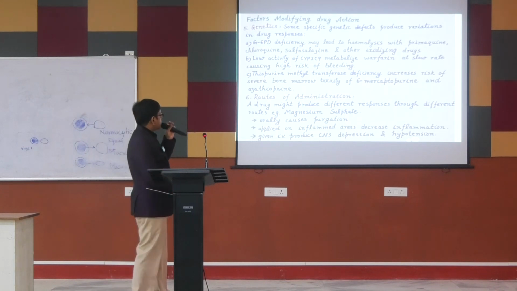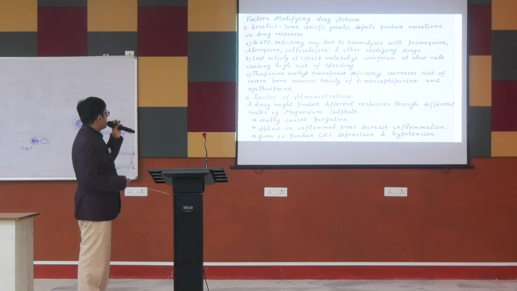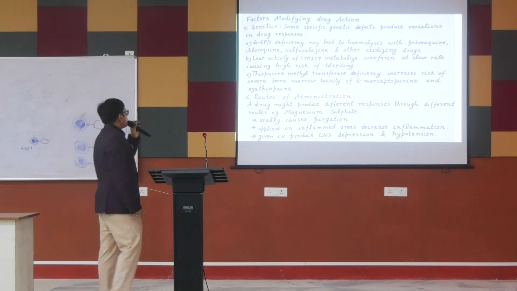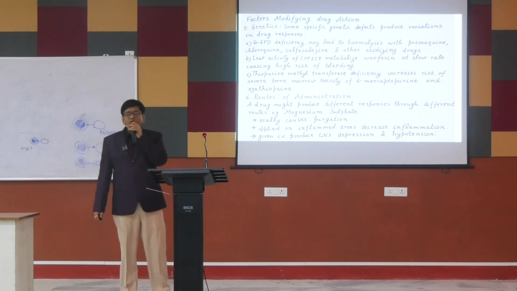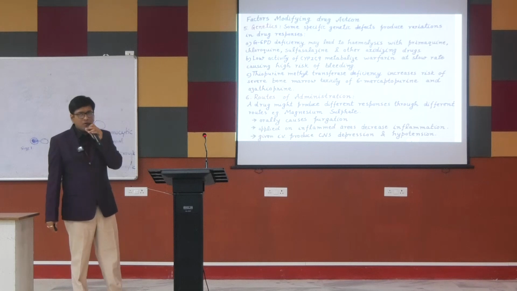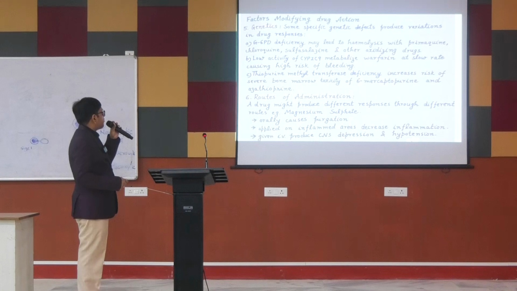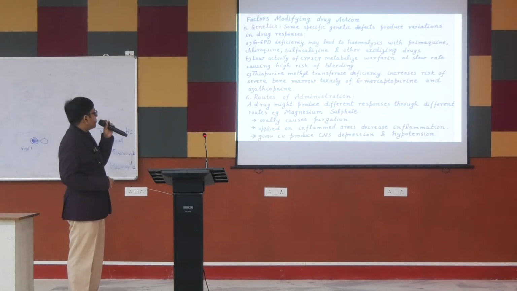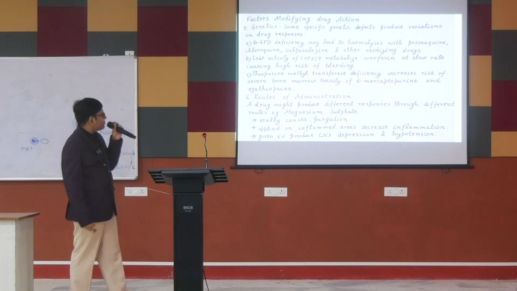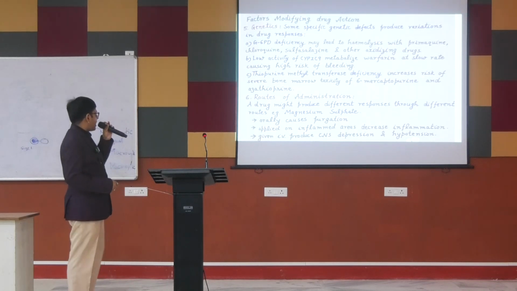Now, genetics. There are certain genetic peculiarities due to which drug action varies. Like, very important, some populations have an enzyme deficiency called G6PD deficiency, glucose 6-phosphate dehydrogenase deficiency. If there is this G6PD deficiency, some drugs cannot be given to these patients, because when these drugs are given, there are side effects like hemolysis, and that hemolysis may lead to multi-organ failure. So genetics also modifies drug action.